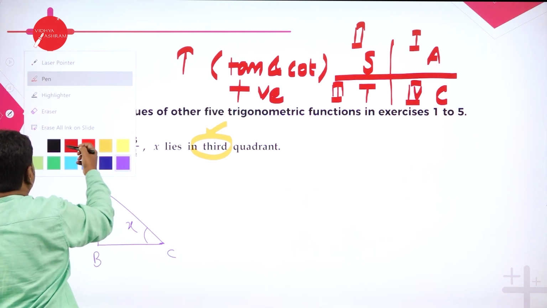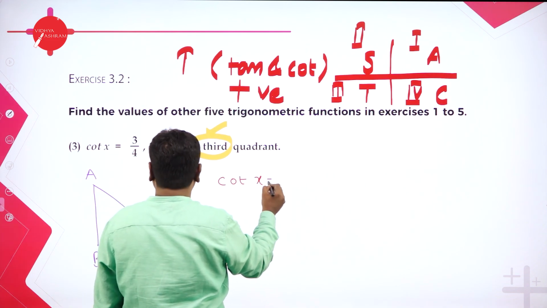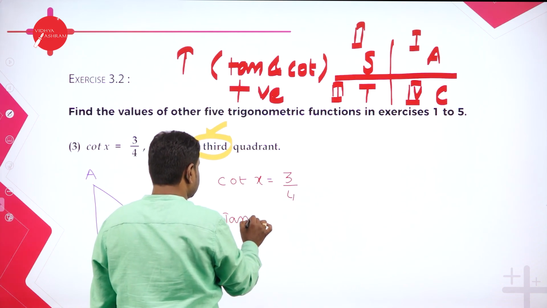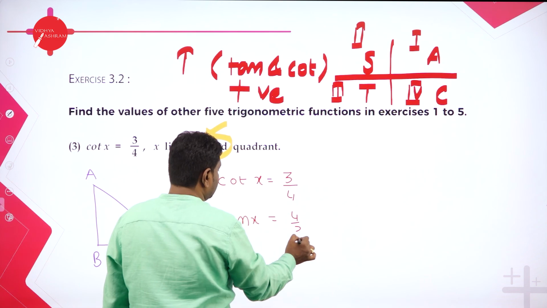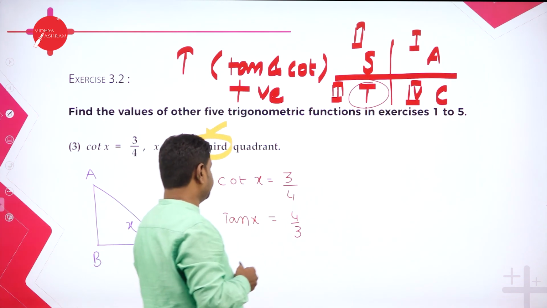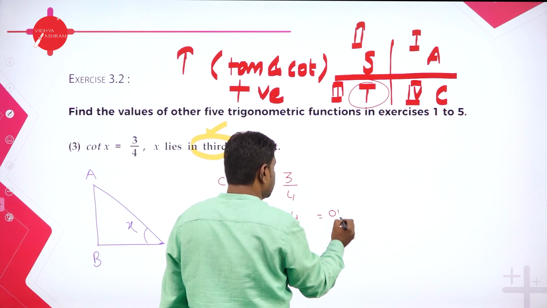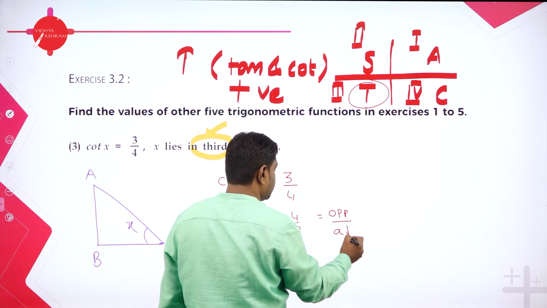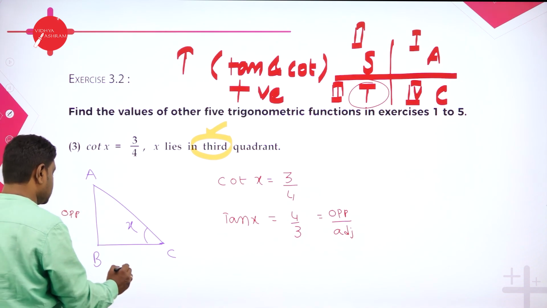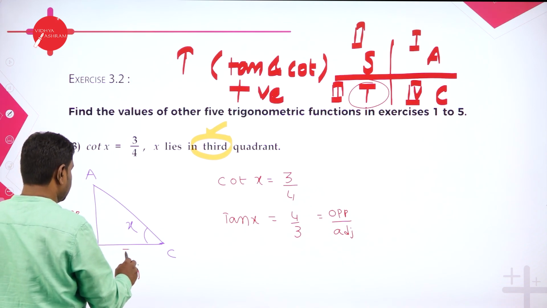So first I'll write tan. Cot x is given as 3 by 4 positive, and tan x is the reciprocal of it, tan x is 4 by 3, and both are positive because it's in the third quadrant. Now coming to this, tan means opposite side divided by adjacent side. So for x, this is the opposite and this is the adjacent, 4 divided by 3.